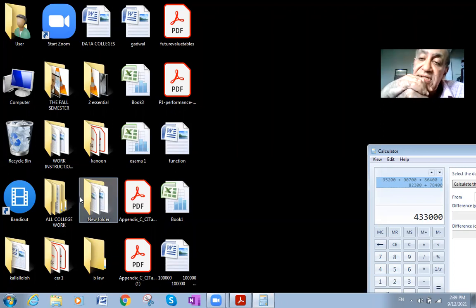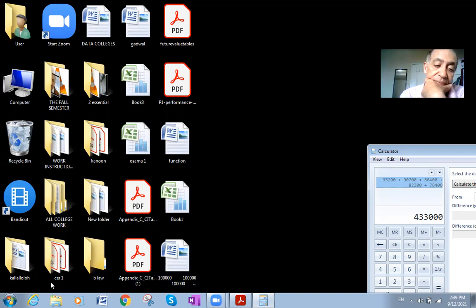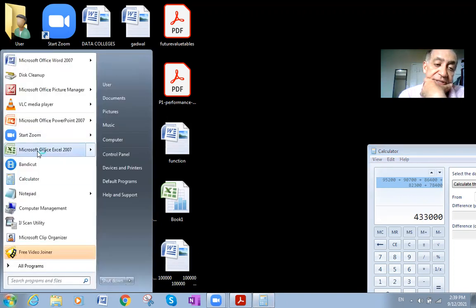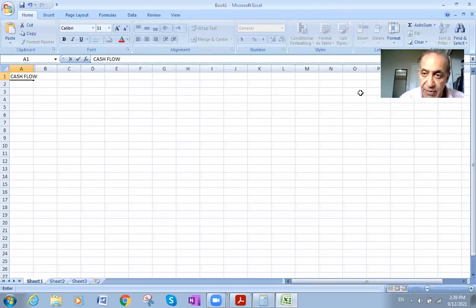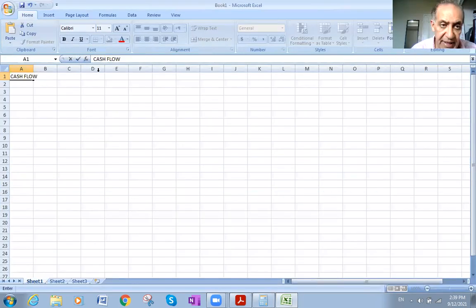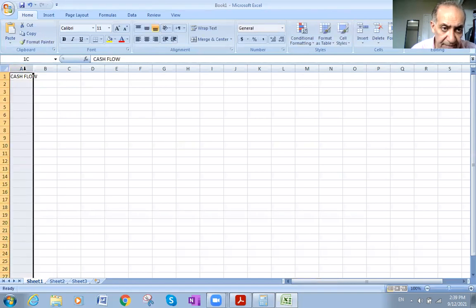Let me go to this example and show it to you right away. Suppose that this is the cash flow. Let us open this so everybody can see, and enlarge the cells the same way we did before.